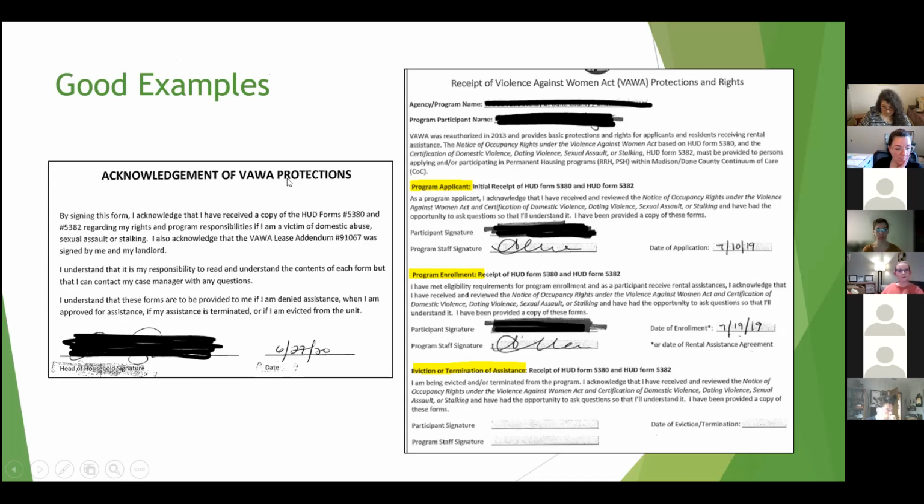So these are some good examples. Here's an acknowledgement of protections where, by signing it, I acknowledge I've received a copy. The client signs and dates. This is one where they have the various times they've received it: when they applied for assistance, when they're enrolled in the program, and then if they were terminated. So it's one form, but the client can sign it at each of these times.